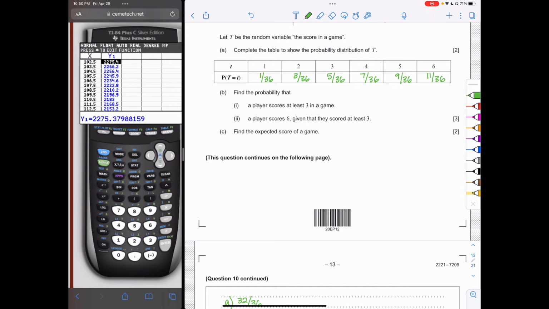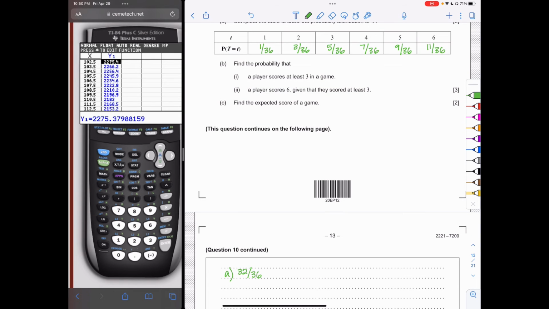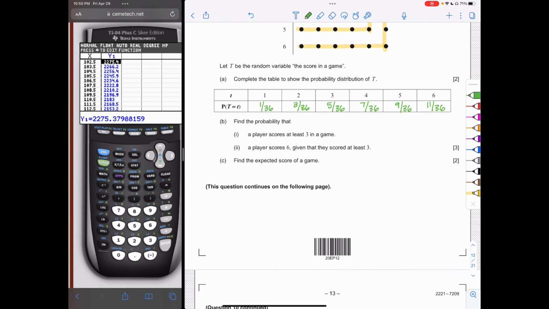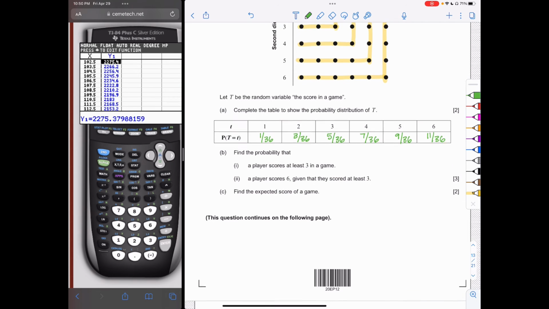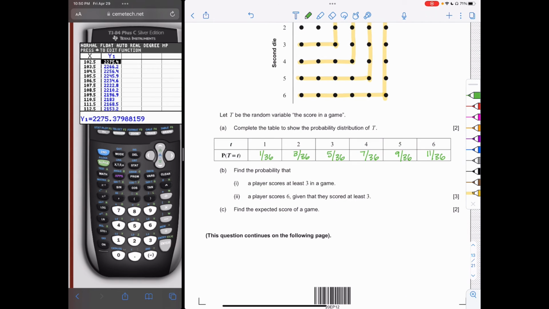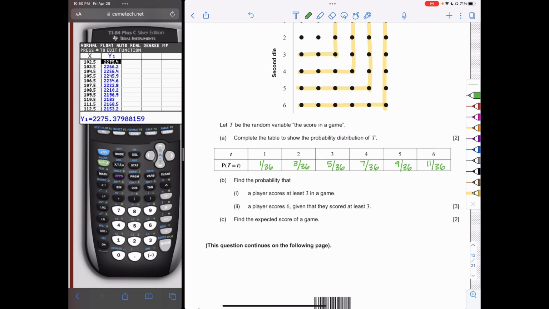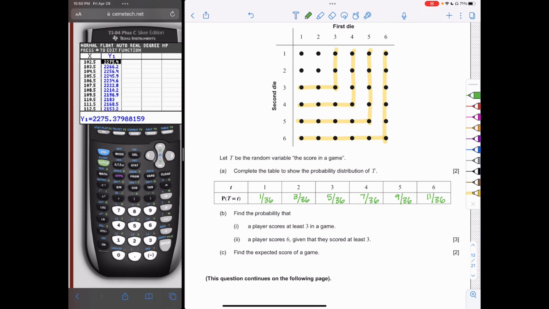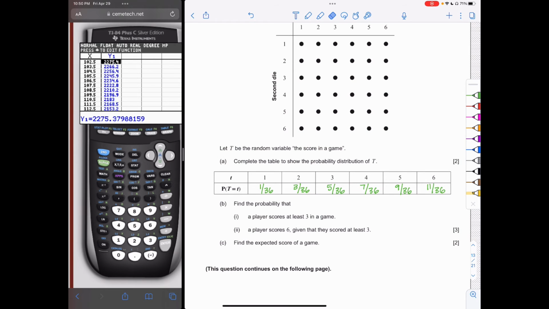We already have the probability that they scored at least 3 because we got that from part 1 that we just did. We should remember that in order to score at least 3, we had 32 out of 36 ways to score at least 3. Now the probability that you're going to score a 6 is going to be 11 out of 36.